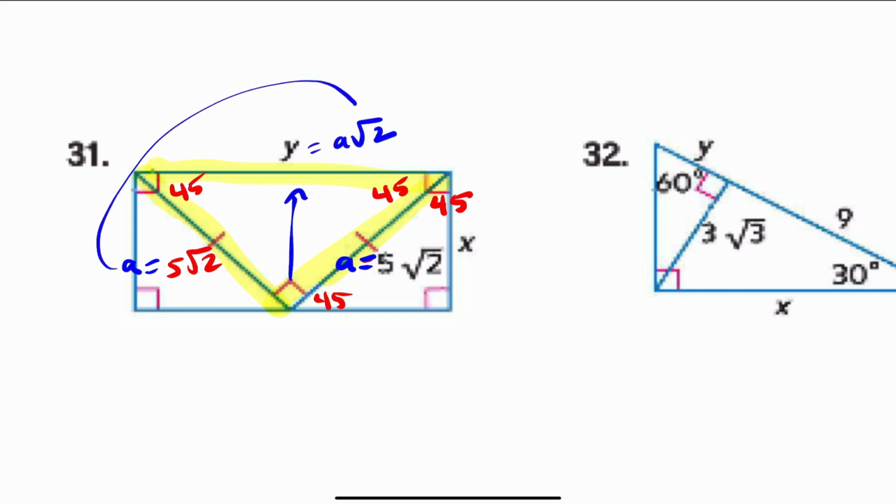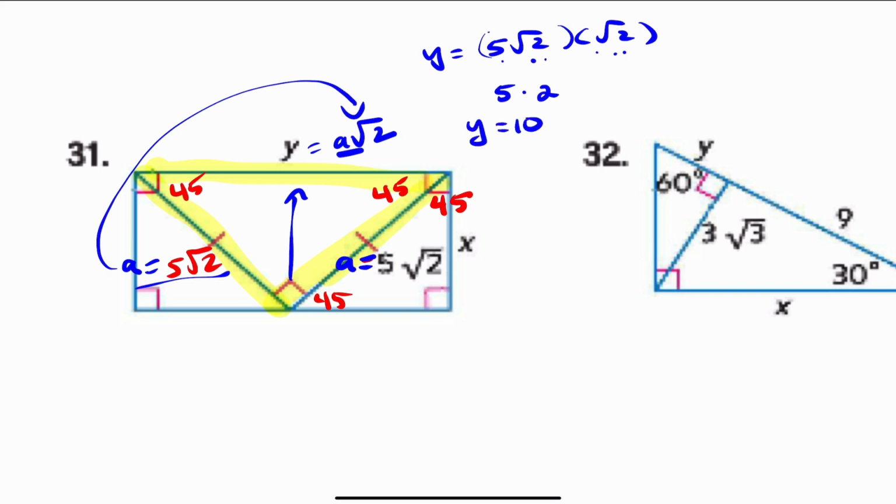So plugging this in, y is equal to 5 root 2 times root 2, because I'm replacing A with 5 root 2. So 5 times 1 is 5, root 2 times root 2 is just 2, so y is equal to 10. Y is equal to 10.